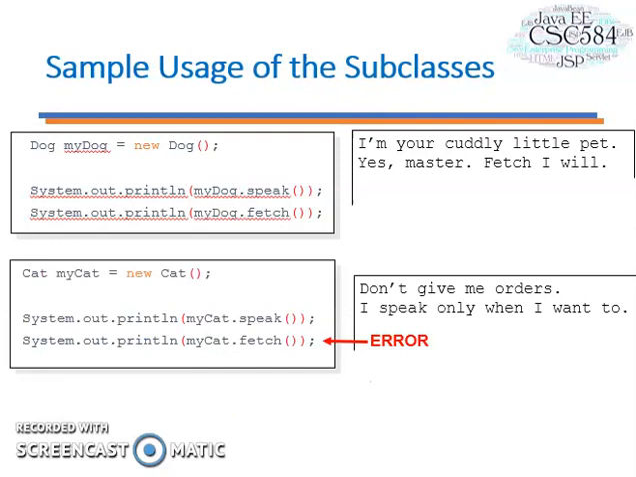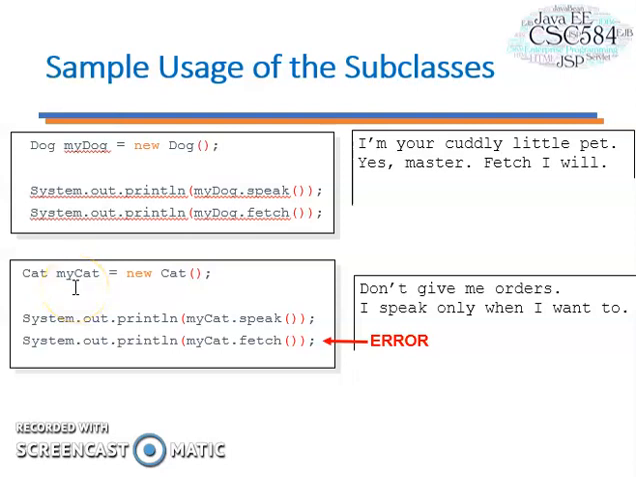Now let's look at how to use the subclasses. So basically you need to declare an object first. I declare my dog from the Dog class, and then display the results of the method, calling the object and calling the method speak, and it will have this output: I'm your cuddle little pet. And then this dog object will call the fetch method, which only exists in the Dog class, so it will display the result: yes master, fetch I will.